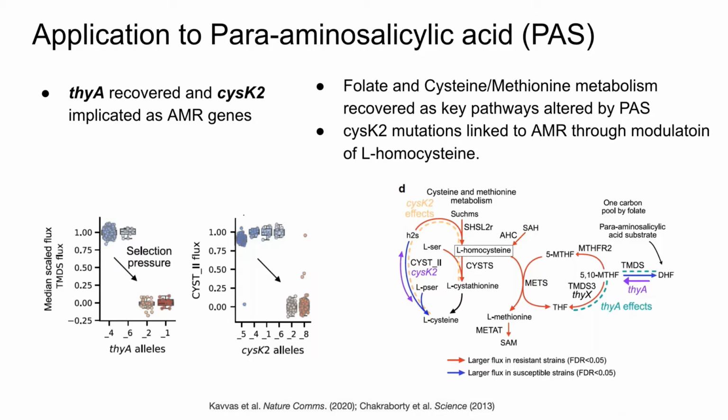When we go deeper into the network, we see that these CysK2 alleles that are associated with resistance are contributing to these predictive fluxes through modulation of L-homocysteine. And so that's a completely new hypothesis provided by our model. The identification of cysteine and methionine metabolism is consistent with a paper in Science in 2013 that identified that pathway as the most altered flux pathway in bypass activity.